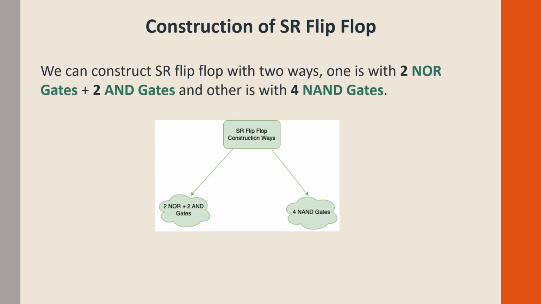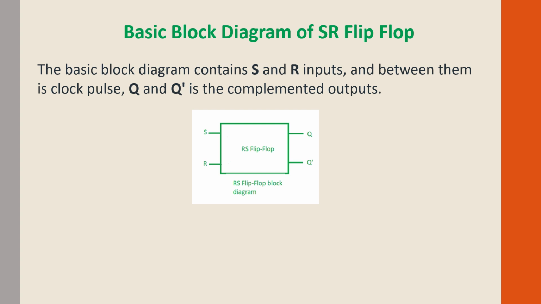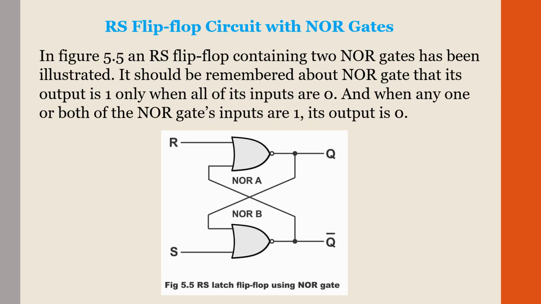There are two ways we can construct an SR flip-flop. One is NOR gate and another is NAND gate. Basic block diagram of SR flip-flop. There are two inputs S and R and between them is the clock pulse. Q and Q prime are the complemented outputs.